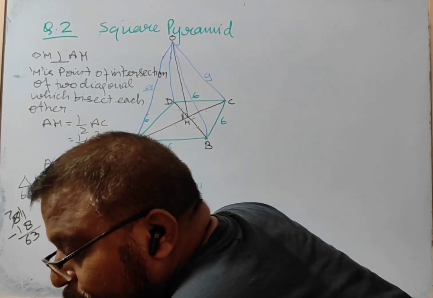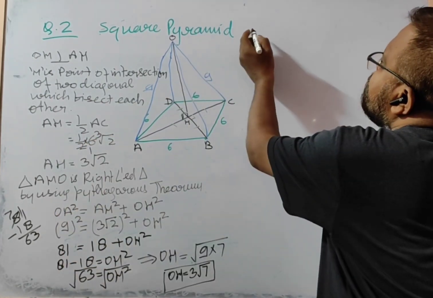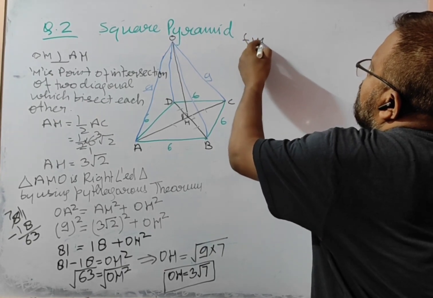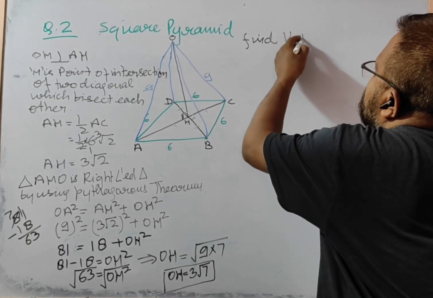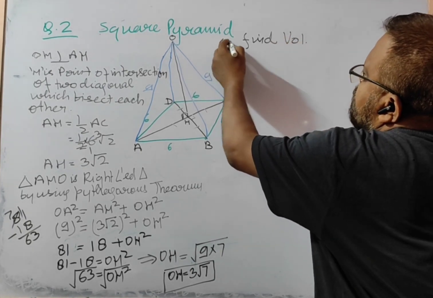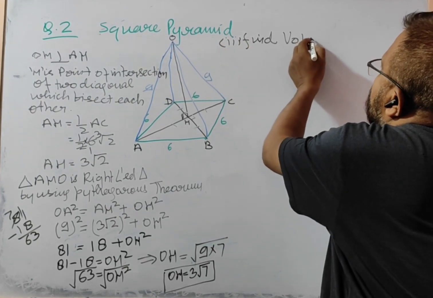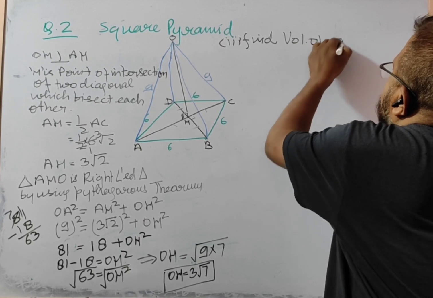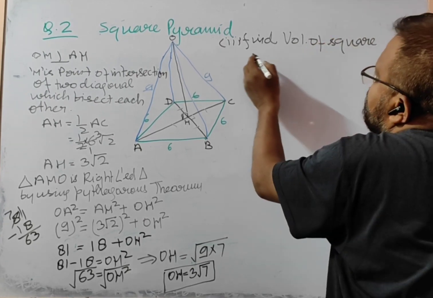Find the volume V of a square pyramid. Okay. Find the volume of the square pyramid. This is part third.